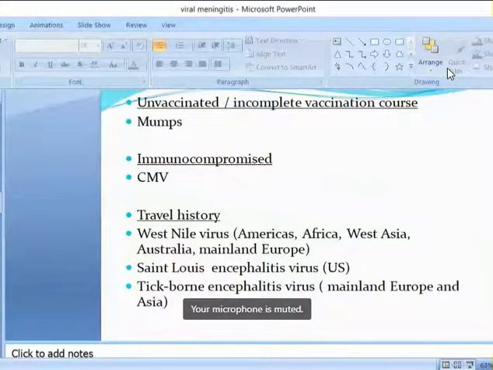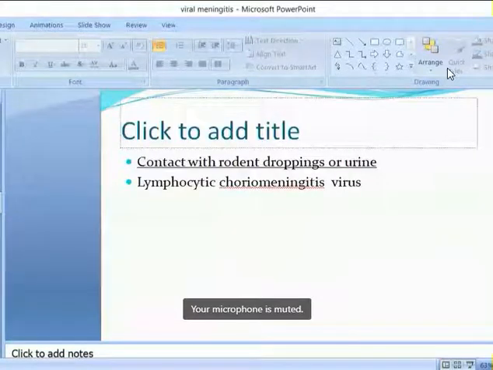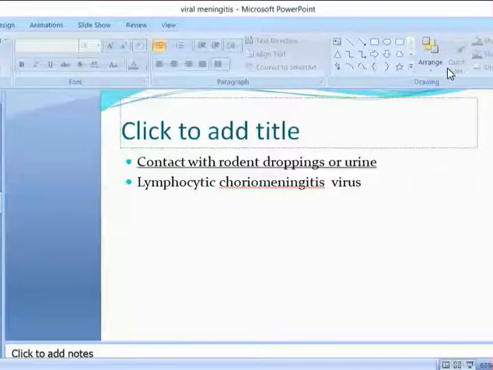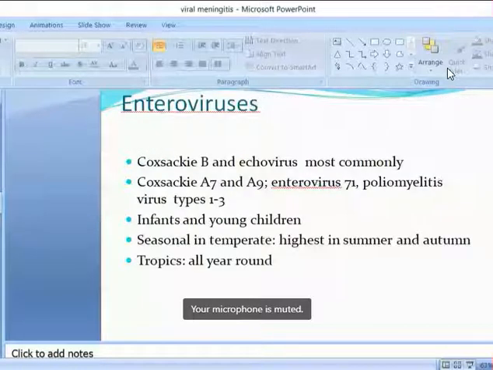Then if you have a history of contact with rodent droppings or urine, the cause could be lymphocytic choriomeningitis virus. Now we'll go one by one about the important viruses that can cause viral meningitis.